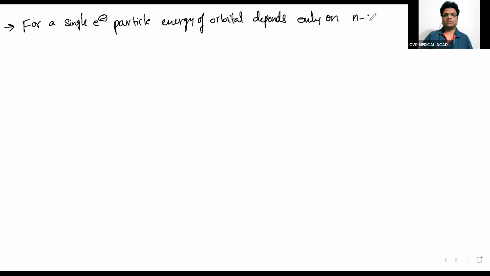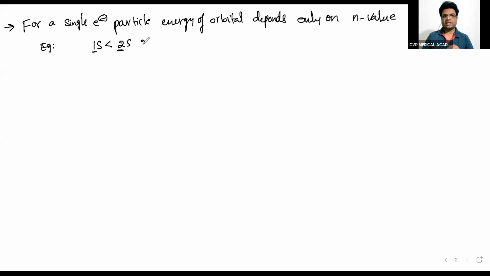Energy depends only on the n value. If the n value is the same, the energy will be the same. For example, take the 1s orbital. It has lower energy, you know that. If 2s is taken, the n value is 2 here, whereas the n value is 1 for 1s. For 2s, the energy will be more than 1s.